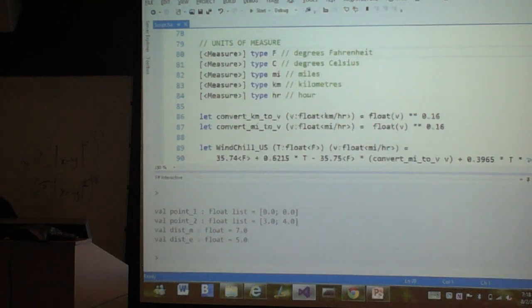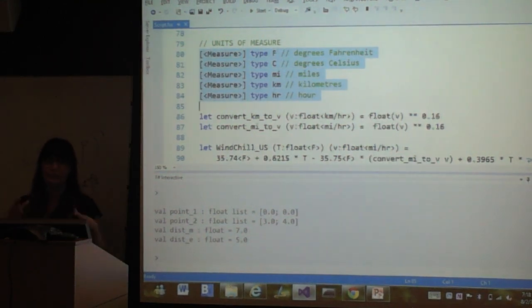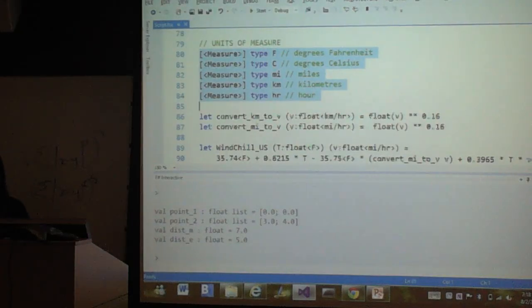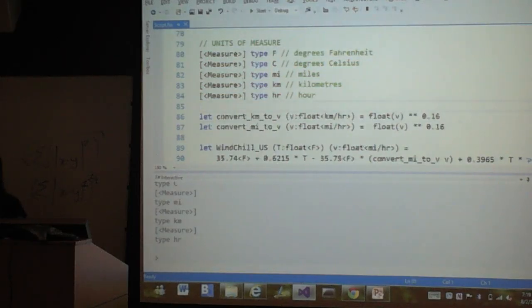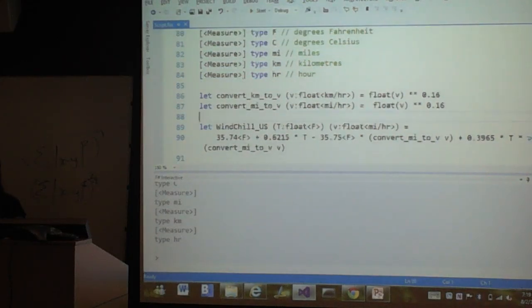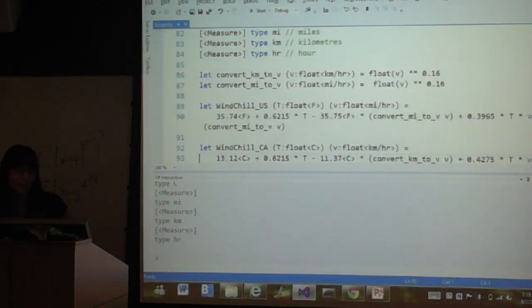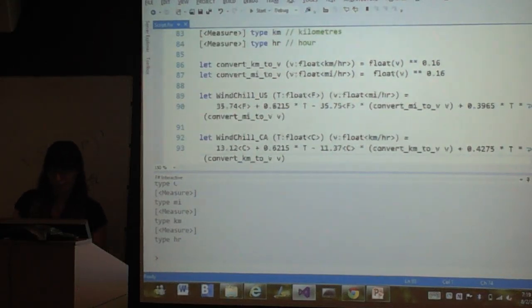So you use this special measure declaration with a type to declare that it's this special units of measure type. It's not sort of a real type. So there we go. And then also, the wind chill factors are more like indexes than proper formulas.